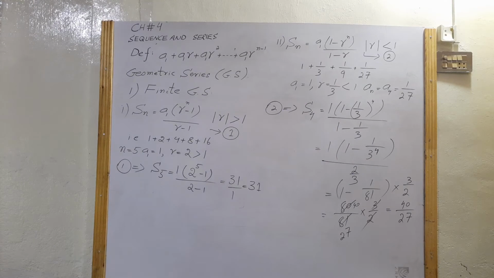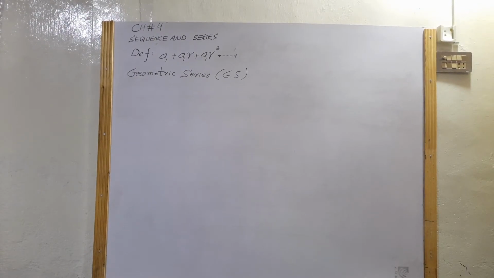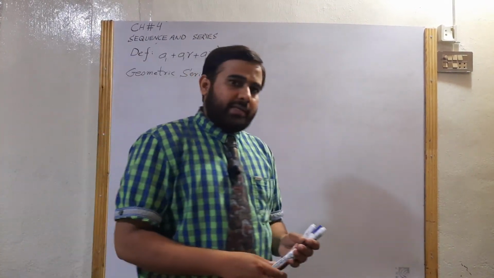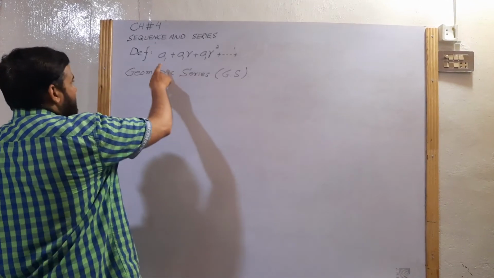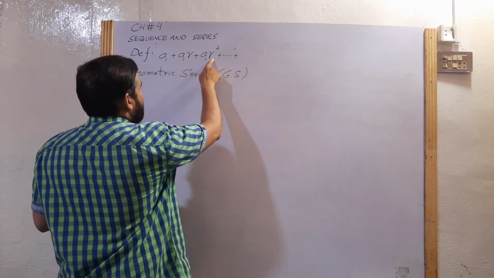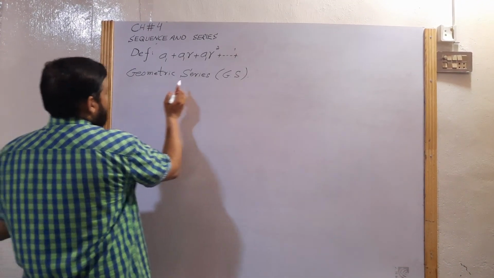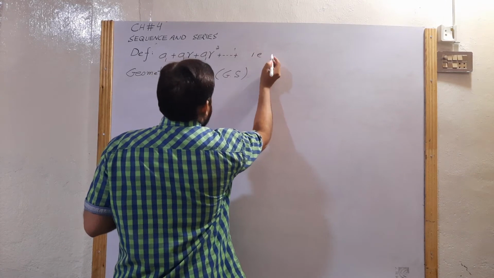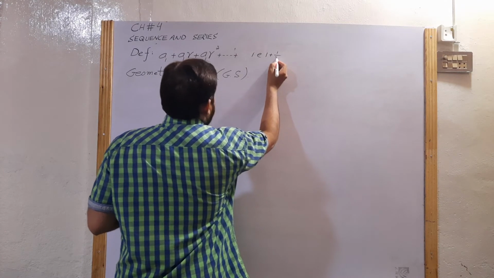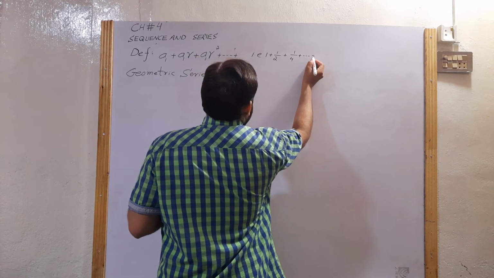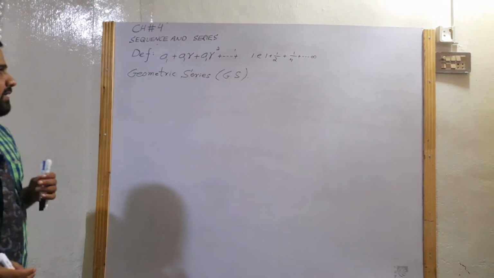And the last case is infinite geometric series. Dear students, now we will discuss infinite geometric series. In case of infinite geometric series, the last term is not known: a1, a1r, a1r squared, plus up to so on. For example, 1, 1/2, 1/4 plus up to so on infinity. It is an infinite geometric series.